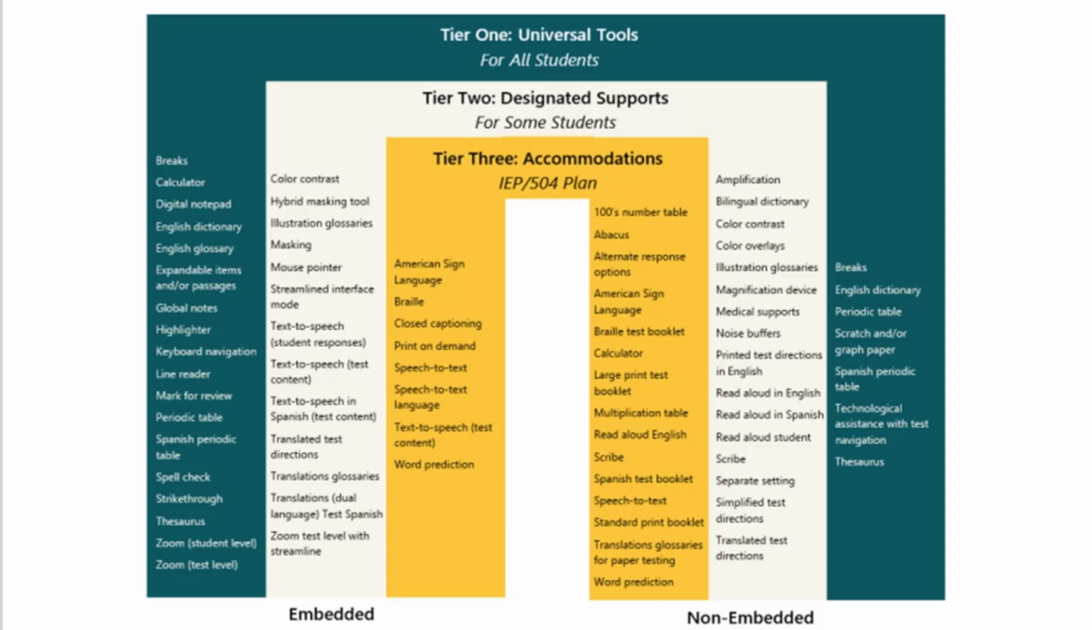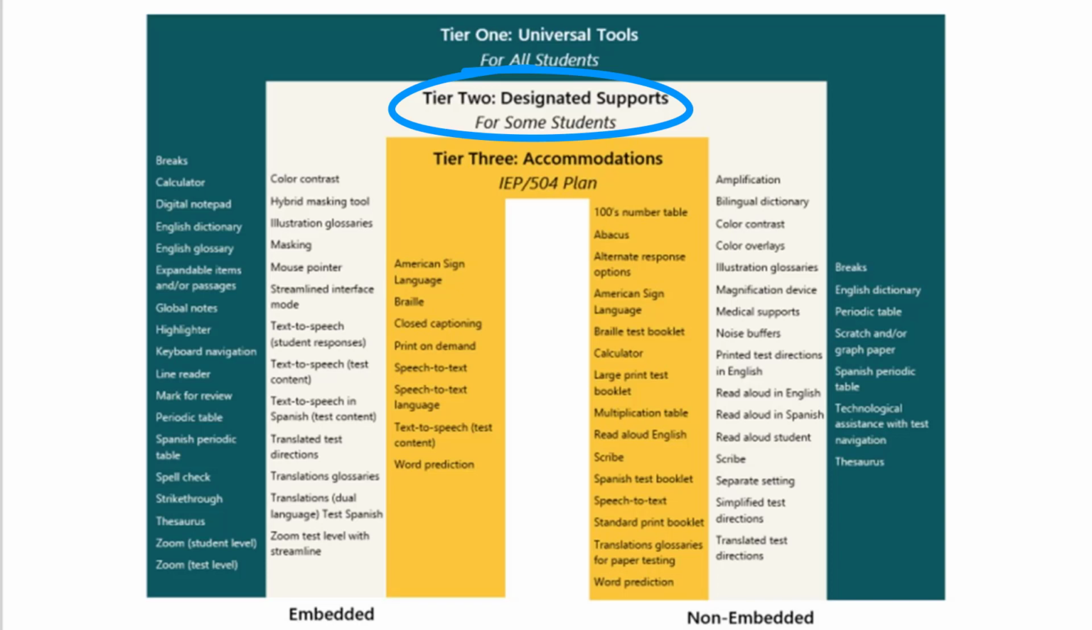Additionally, you'll see that we have three tiers of supports. Our first tier we call universal tools. These are the things that are available to any student. They are in the platform. The student has 100% autonomy of whether or not they choose to use those. Tier 2 is designated supports, and these are for any student with an identified need as determined by a person familiar with the student.